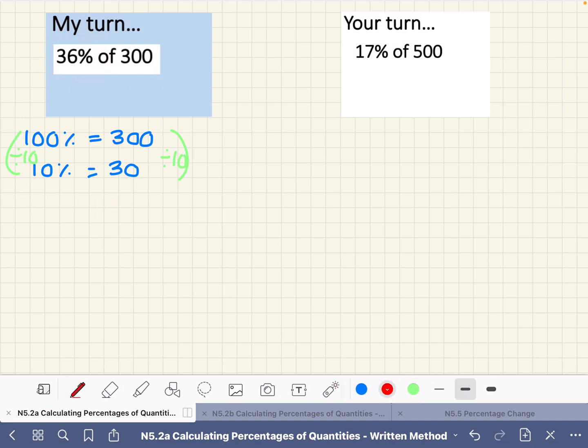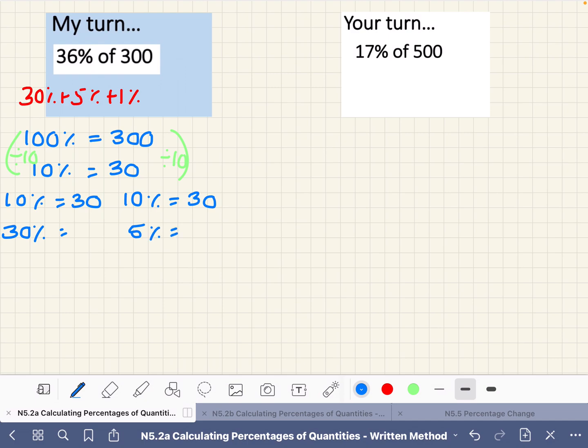From this point here, we look to see how we can use the 10% to get to this 36%. Now we can break 36% into a 30% and a 5% and a 1% this time. So 30 plus 5 plus 1 gives us 36%. We therefore have 10% is equal to 30, which we are going to calculate 30% from. We also have 10% is equal to 30, and we want 5%. And we also have 10% is equal to 30, and we want 1%.